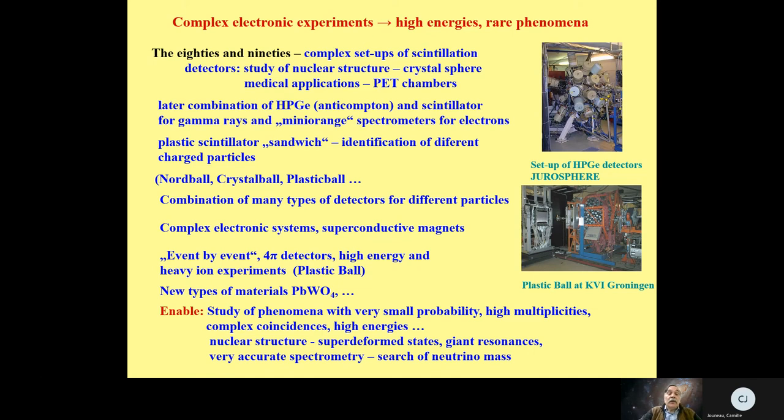With these very nice technical setups and spectrometers, it was possible to study phenomena with very small probabilities, high multiplicities, complex coincidences, cascades of excitation and high energies. In nuclear structure, for example, super deformed states and giant resonances, and it was possible to obtain very accurate values of energies, for example, a very accurate measurement of the energy of electrons for searching for the neutrino mass. My colleagues are now working on the KATRIN experiment, which is an experiment for measurement of neutrino masses. Okay, fine.